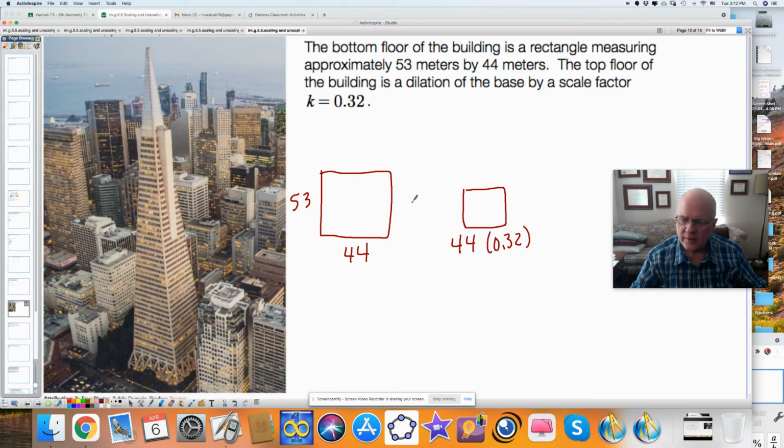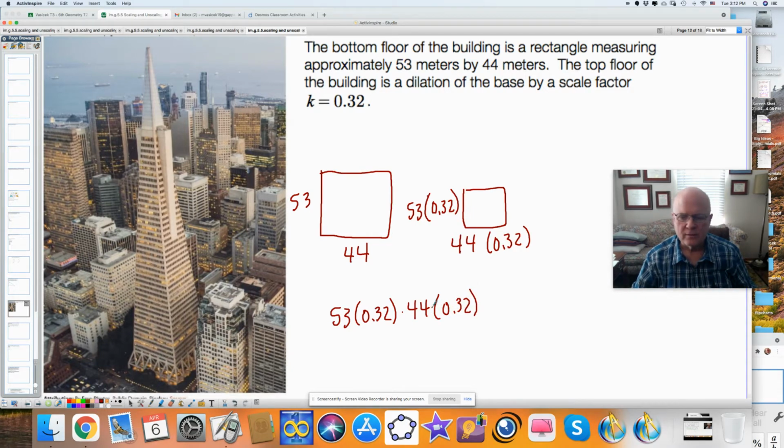And we have to multiply the 53 by 0.32. And the area of this figure is going to be 53 times 0.32 times 44 times 0.32. But wait just a minute.